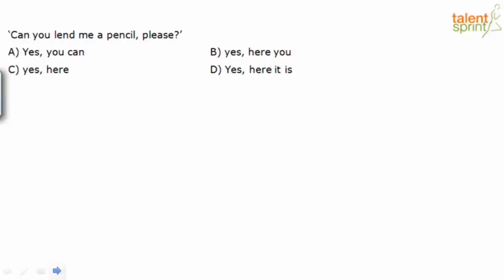Can you lend me a pencil, please? Right? So here again our clue word is lend, which means can you give me? Right? Can you give me a pencil, please? Yes, you can. Option A. Option A pretty much focuses on the ability of that person to be able to give you the pencil. Not the right answer. Yes, here you. Awkward construction. Yes, here, incomplete construction. Yes, here it is. Here it refers to the pencil, completing the construction grammatically and meaningfully, right?